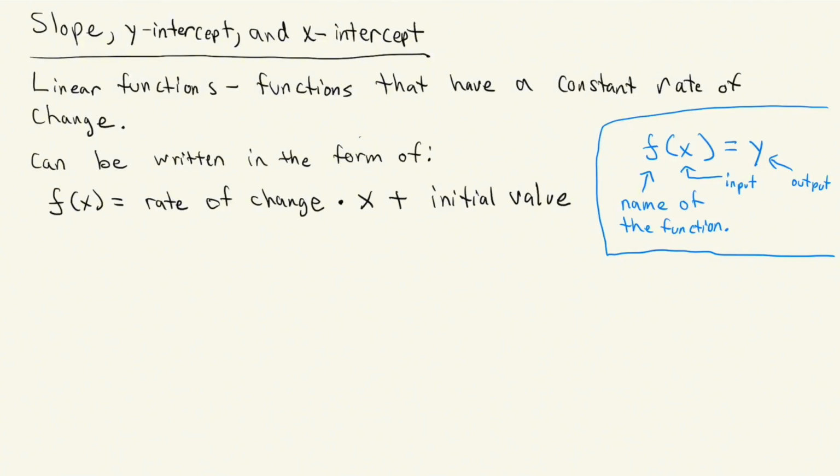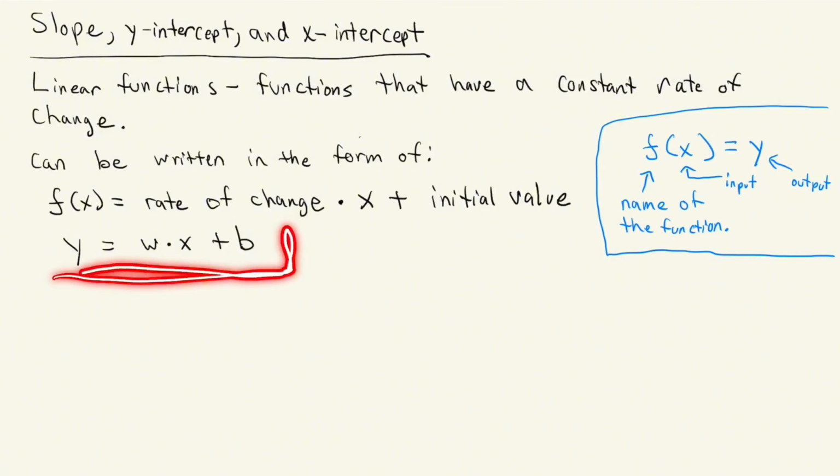So we had learned that a linear function is going to be some value equal to a rate of change times x plus an initial value. But we learned about it in a slightly different way. We learned about it written something like this: y is equal to w times x plus b. And it turns out that this way of writing a linear equation, basically an equation for a linear function, is something called slope-intercept form.